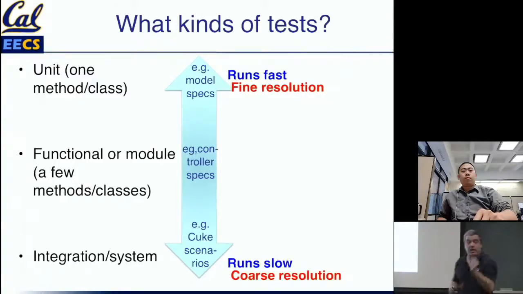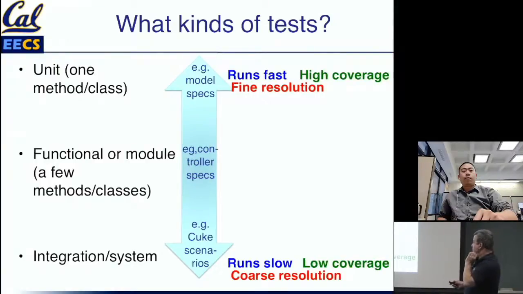Similarly, with unit tests, you can get very precise resolution. If you want to target a particular rare corner case, what happens when these inputs have these values, it's often much easier because you can isolate unit tests so well to do that kind of thing in a unit test rather than doing it in a coarse-grained scenario.